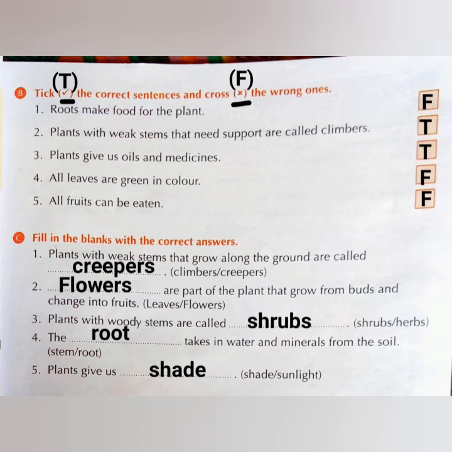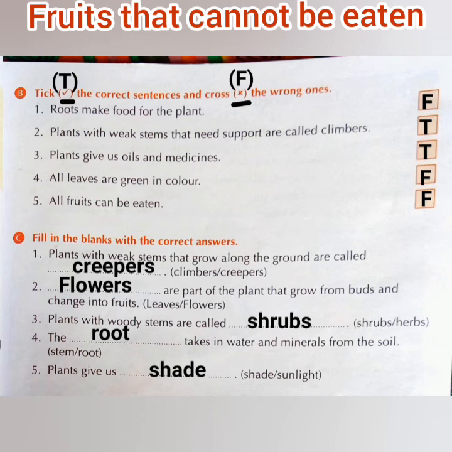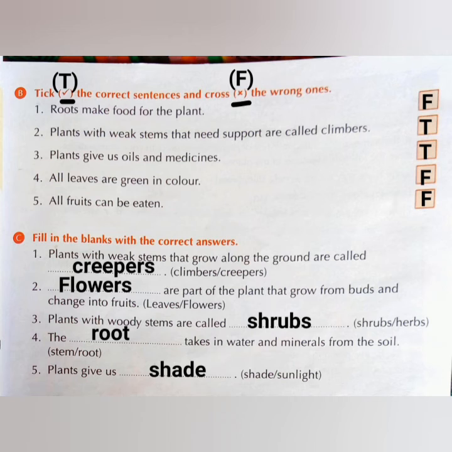Fill in the blanks with the correct answer. Two options are given in the bracket. We have to choose the right one. First part: plants with weak stems that grow along the ground are called climbers or creepers. Creepers. Second, dash are parts of the plant that grow from buds and change into fruits, leaves or flowers. Flowers grow from buds. Next, third, plants with woody stems are called shrubs or herbs. Shrubs. Shrubs have woody stems.